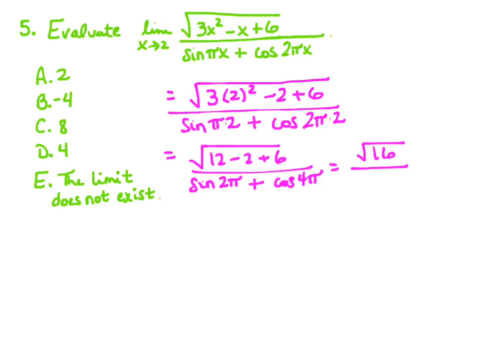In the denominator, now I'm going to think about my unit circle. Sine of 2 pi, well, 2 pi is an angle on the x-axis. Sine, of course, is the y-coordinate, so that would be 0. And then cosine of 4 pi is coterminal with 2 pi, which is on the x-axis, and cosine there at 2 pi is equal to 1. And so 0 plus 1 is 1. And the square root of 16 is 4, over 1, and it looks like we have a limit, and it is 4.